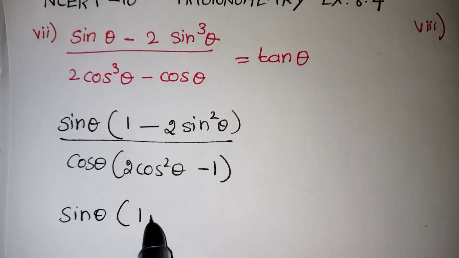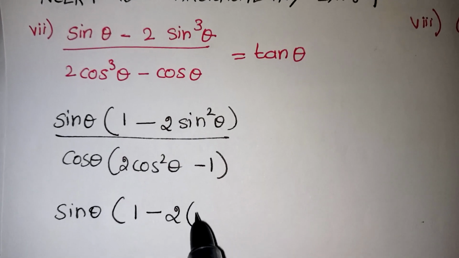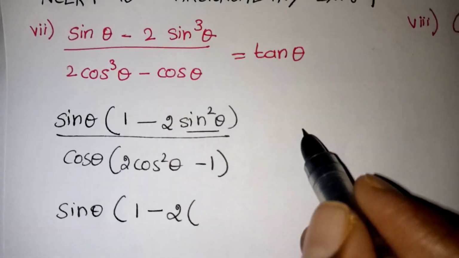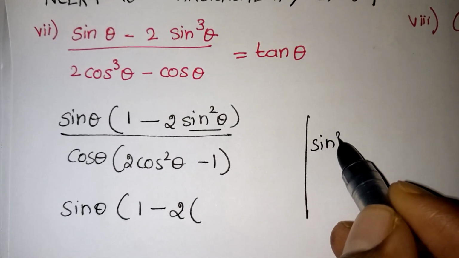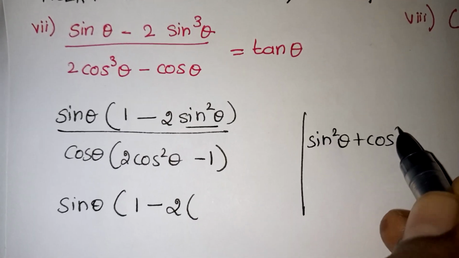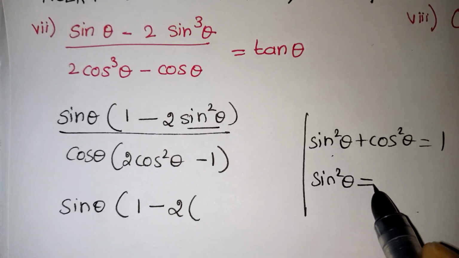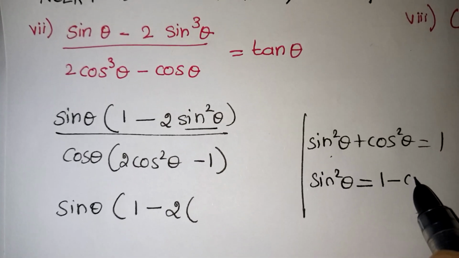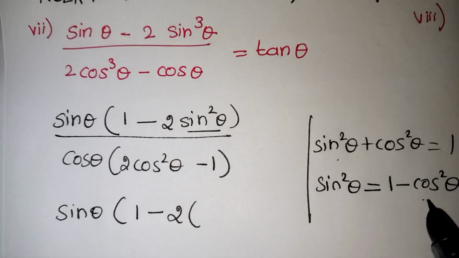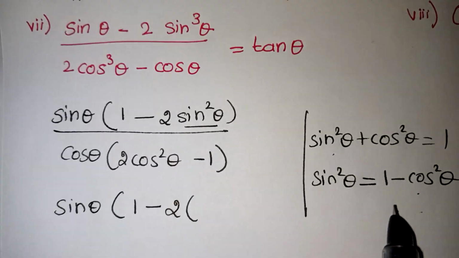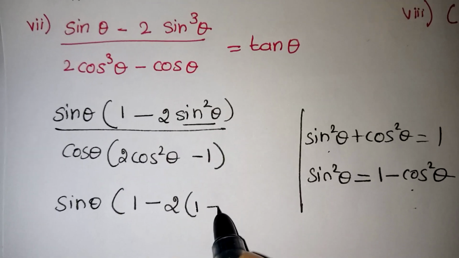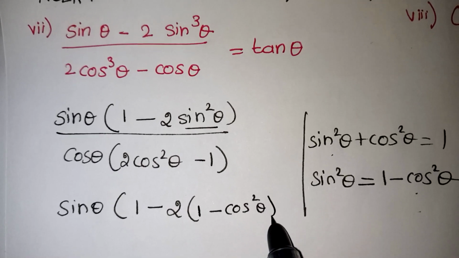So sin theta into 1 minus this 2 you keep as it is. Sin square theta, by using the first identity: sin square theta plus cos square theta is equal to 1. If I want sin squared in terms of cos, then plus cos will go that side. So 1 minus cos square theta it will be. So in place of sin square theta I can apply 1 minus cos square theta.